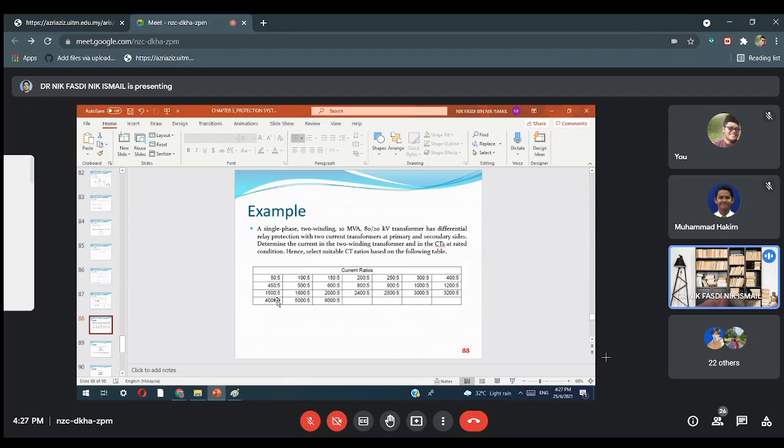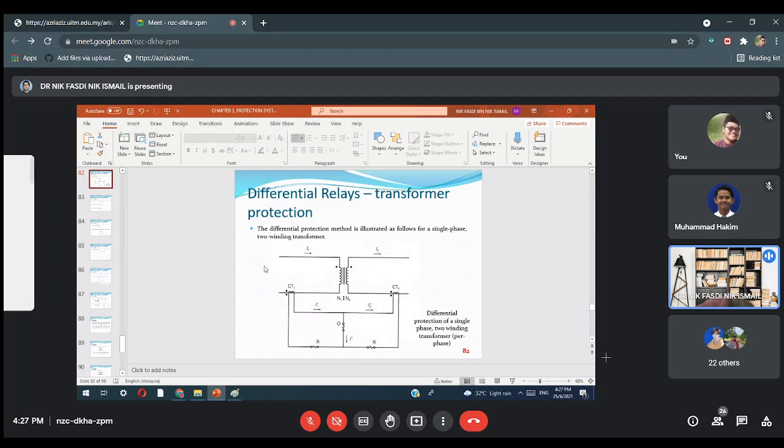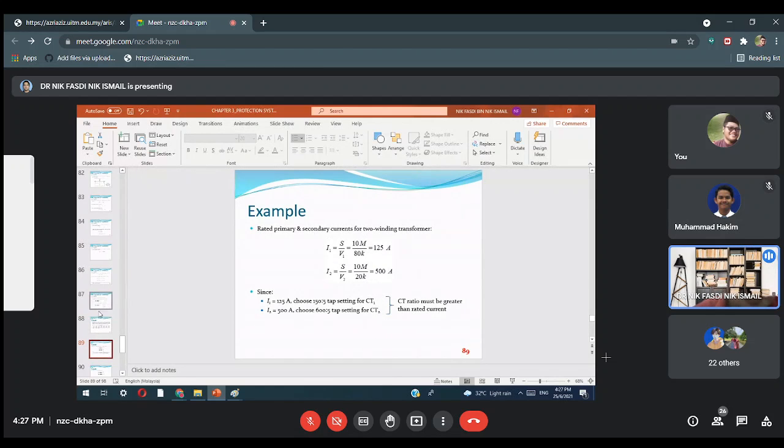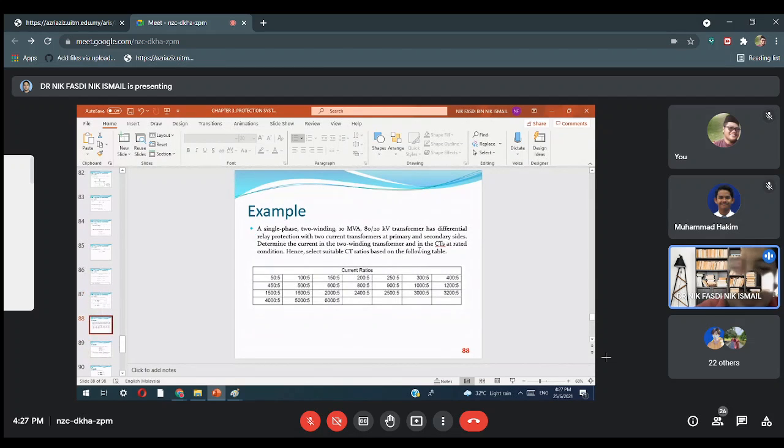Ingat, CT ratio ni biasanya dia akan step down to 5 ampere. Taklah exactly 5, tapi the ratio, the standard. 50 to 5. Apa maksud 50 to 5? Maksudnya, this is primary. 50 amps, dia akan step down to 5 amp. So, that is the CT ratio. Alright. So, sekarang soalan ni ialah senang. Soalan simple. Determine the suitable CT ratio. Dalam banyak-banyak ni, which is the suitable CT ratio for this condition, for this transformer.